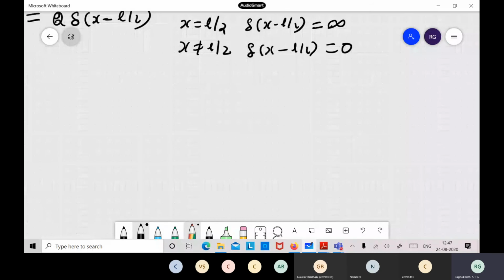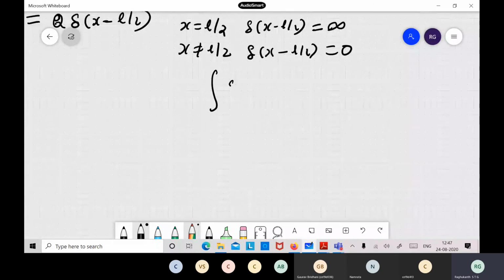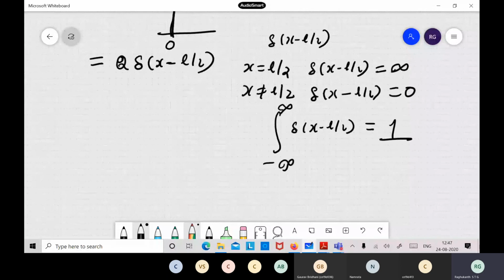But what's the property of the Dirac delta? When you integrate this Dirac delta function, what is the value? It is equal to 1. So the area under the Dirac delta function is 1. At x is equal to L by 2, the function is undefined, it is infinity itself. So please be careful actually.